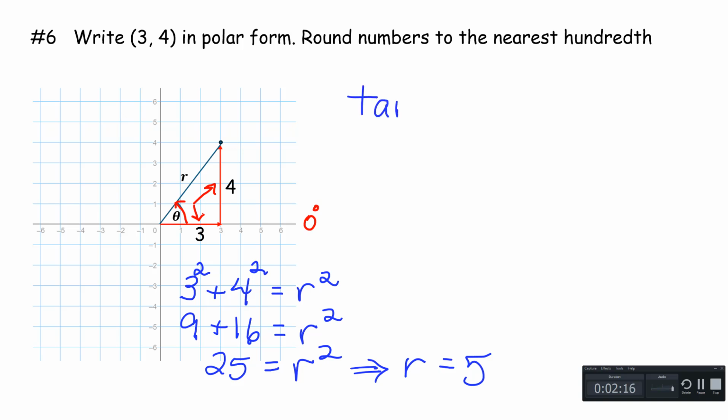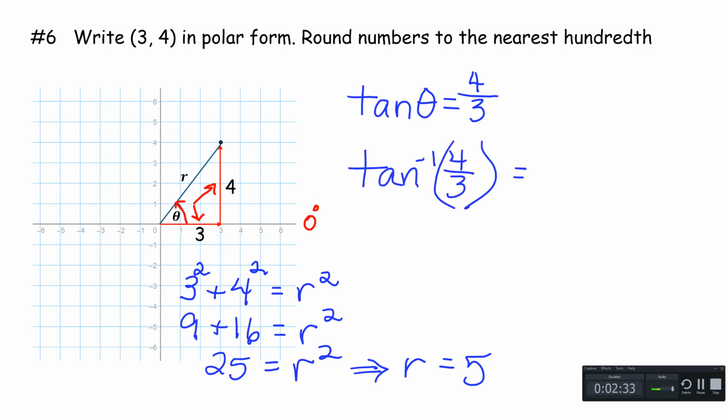So the tangent of theta is 4 over 3, opposite over adjacent. We don't have the angle. And when we don't have the angle, we need to use inverse tangent. So inverse tangent of 4/3 is equal to theta. Now we're going to punch that into the calculator. We're going to hit 4 divided by 3 equals, then we'll hit second function tangent. And if we do that, we're going to get that theta is about 53.13 degrees.